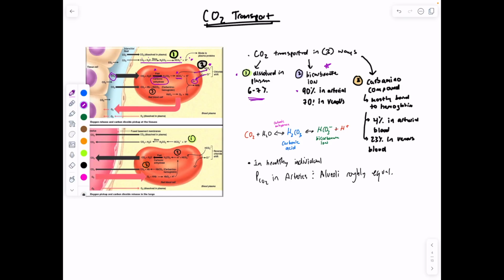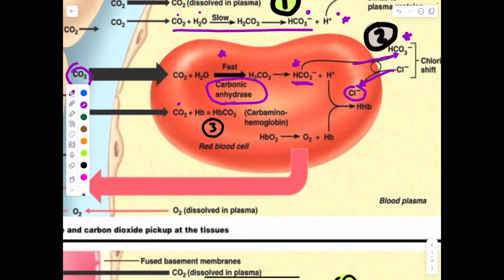So about 90% of CO2 is bicarbonate in the arteries, and 70% of the CO2 content in veins is stored as bicarbonate ions. All right, and then the third way that carbon dioxide is transported is through carbamino compounds, which is basically just saying carbon dioxide is associating with hemoglobin. It's a relatively small amount: 4% in arterial blood, 23% of the total content of carbon dioxide in venous blood. And you can see here we just have carbon dioxide coming in, binding to hemoglobin, forming this carbaminohemoglobin compound.